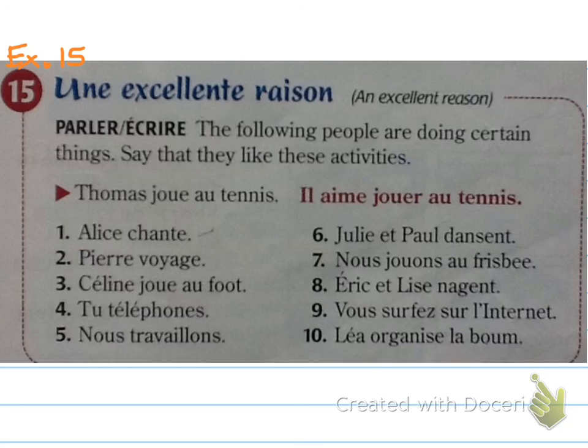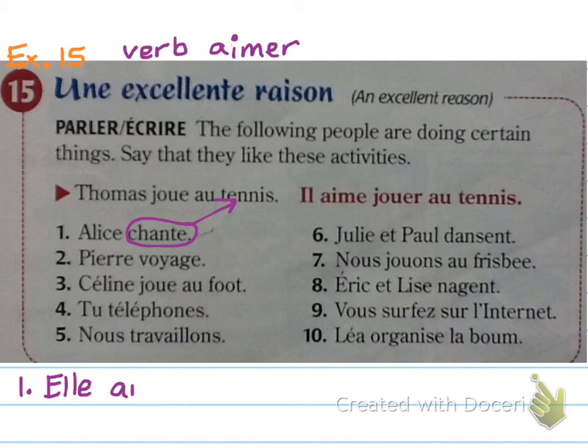For exercise 15, we did this one out loud, right? The verb we're going to conjugate in all of our sentences is going to be aimer. Okay, and the verb that's currently conjugated is going to become its infinitive. So number 1 is going to be elle aime, ending in an E to match elle, and then chanter becomes its infinitive, with the ER ending. So you're going to write sentences like that for the 10 of them.